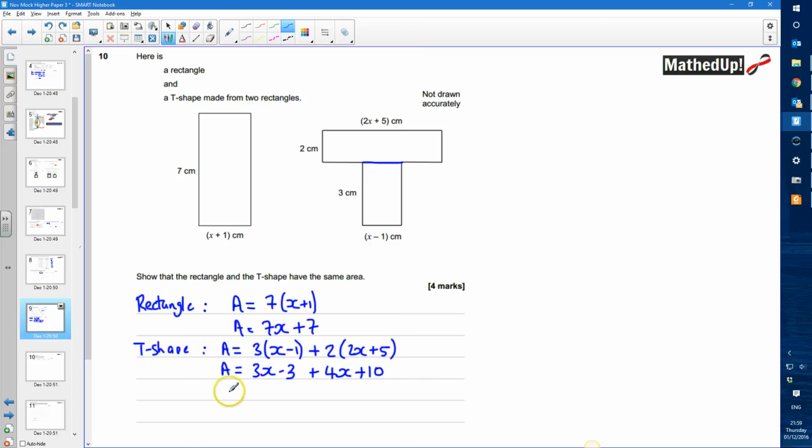Okay, and if I simplify this, it's going to be 3x plus 4x, which is 7x, negative 3 plus 10 is plus 7. So I've got 7x plus 7. So for the rectangle I got 7x plus 7, and for the T-shape I also got 7x plus 7. Okay, so we can say therefore area is the same for both shapes.